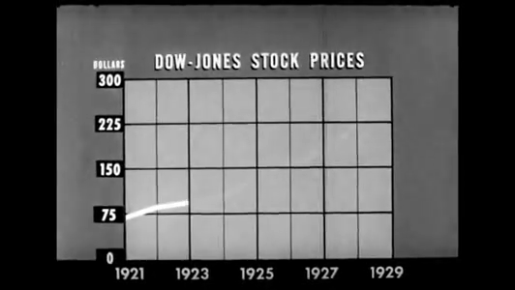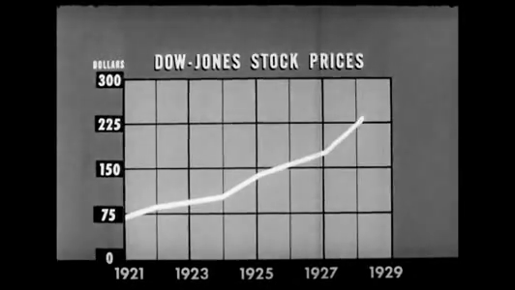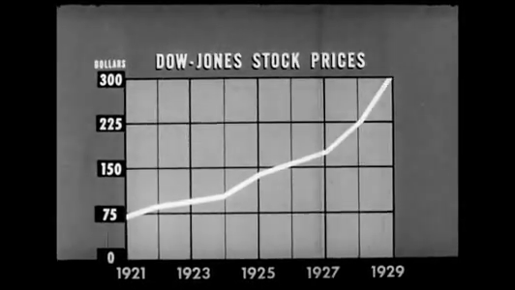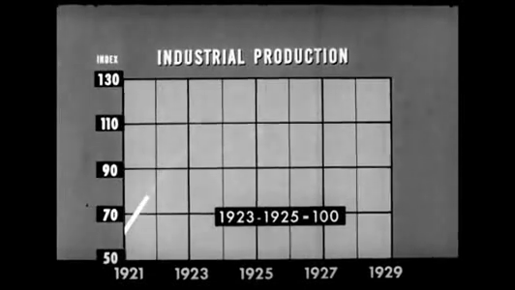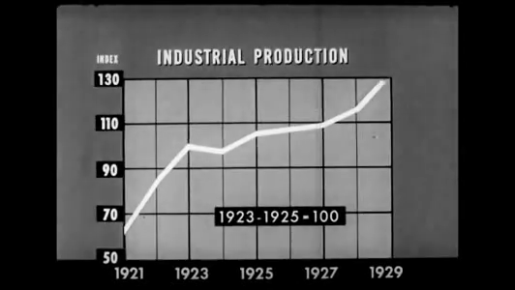Now, this was what the picture looked like. Stock prices were going up to an unprecedented high. Production curves showed a steady increase. Everything looked rosy. But behind this apparent prosperity were some very weak spots.